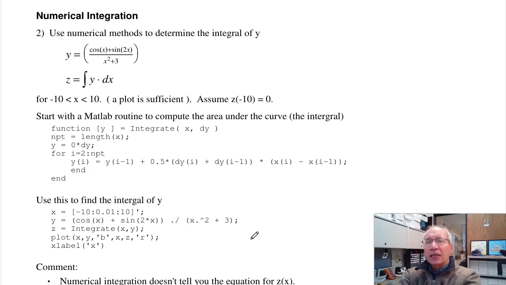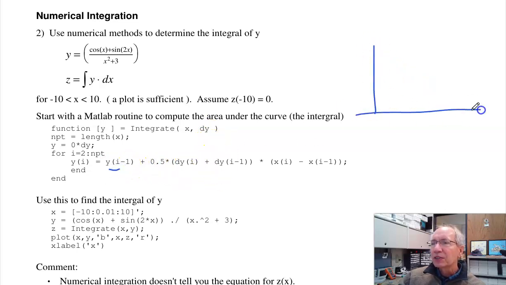Problem 2 is use Matlab to integrate. So here I'm going to come up with a function in Matlab where I integrate it. Given x and y, the area under the curve is the old area plus however much I've added. So if I'm at point i, I want to find out what's the area under the curve between the previous value, i minus 1, and i. I'll take the old area, add to it this area.